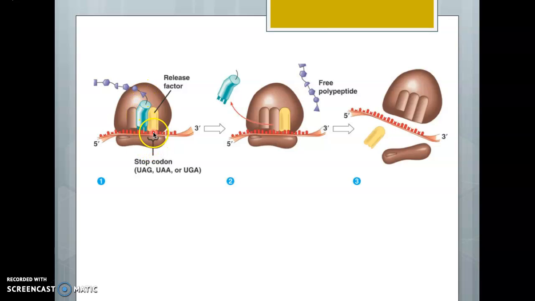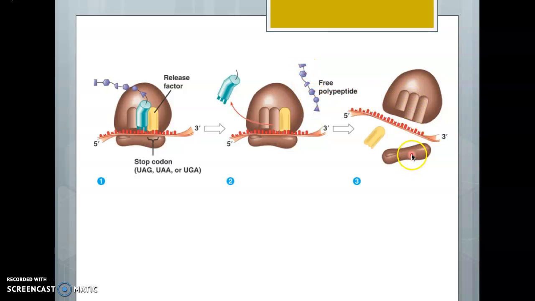Here's where your stop codon is going to be, either UAG, UAA, or UGA. And remember, that'll always tell you that in the chart. And you will always have the chart. You don't have to memorize the chart. So then the release factor comes in, and that causes everything to just break apart. And now you have your protein that can go and do its little protein job, live its little protein life.